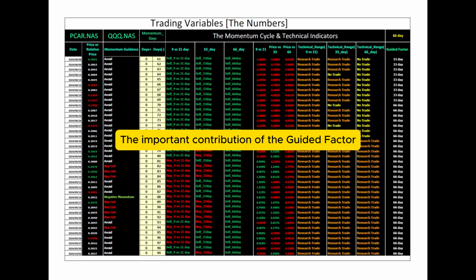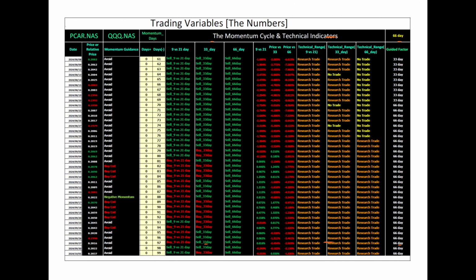The important contribution of the guided factor. The length of the momentum cycle determines the guided factor. The selected guided factor here is the 66th day, as the current momentum cycle has been negative for 99 days.